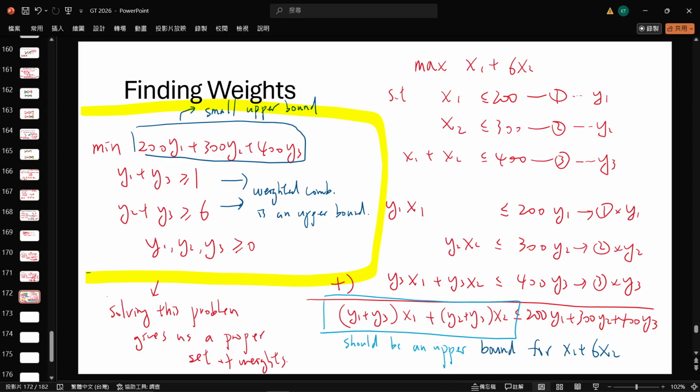So this is a problem that we use to find the proper weights. By proper, I mean, first of all, you have to make sure that the weighted combination is an upper bound. This is why we have these constraints here. And we also want to find the best, the smallest upper bound. So we have this objective function here.